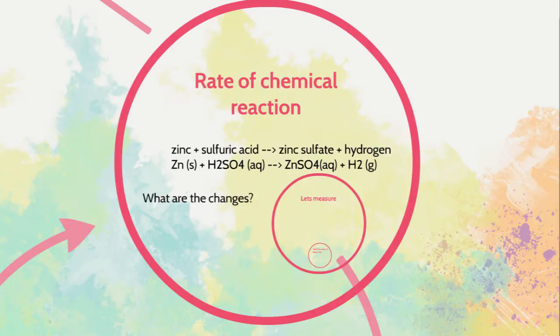So what are the changes in this chemical reaction? Think about that for a second. What are the changes? What is being produced? What is being used? So we have zinc and sulfuric acid going down because they're being used. And for zinc sulfate and hydrogen, we have more of them, right? So those are the changes we can see in this reaction.